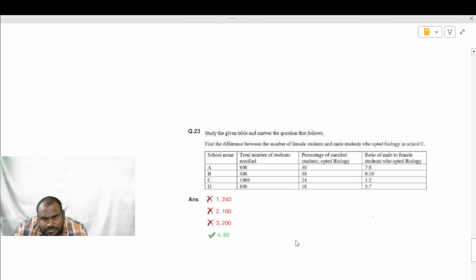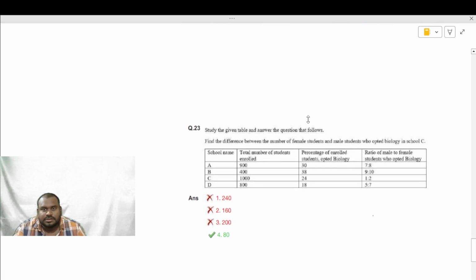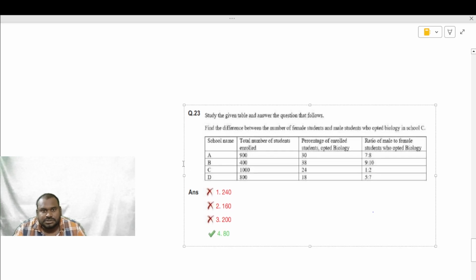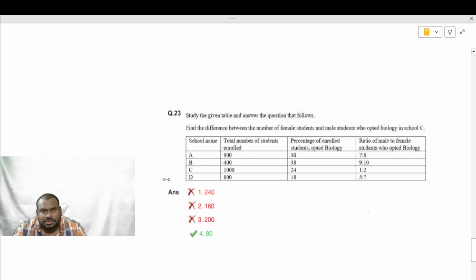Now, see here, please let me know if the questions are not visible. Just cut it from the paper itself.